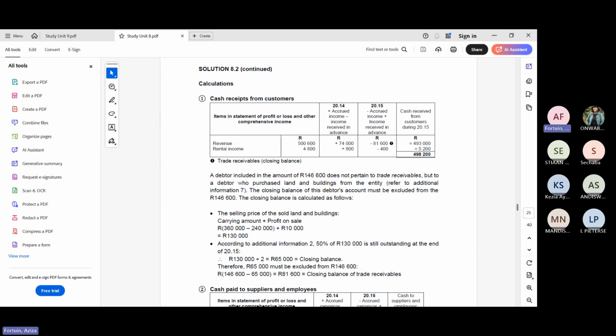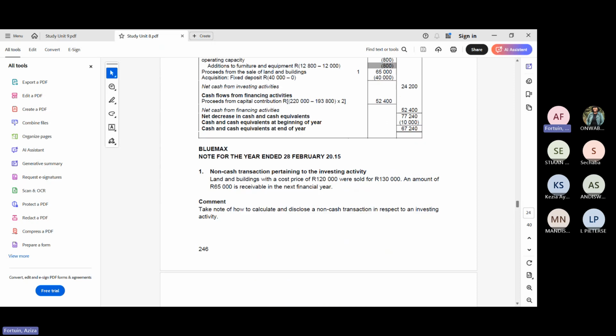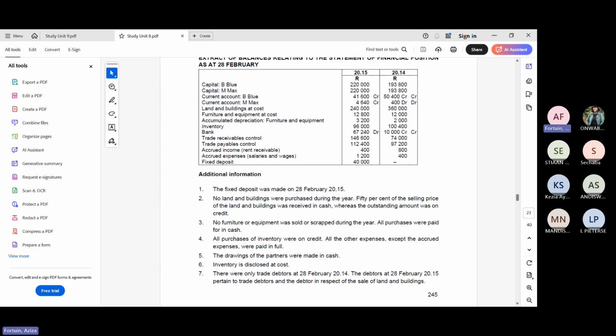Okay, so if you were to put it on your T account, you would have the 74,000 on the debit side, the 500,600 on the debit side. On the credit side, the 81,600. And then there was a rental expense. So the accrual will be on the debit side, and on the credit side will be the 400. If you look at the 400 there, you can see it is the opening balance, and I told you it will be on the credit side.